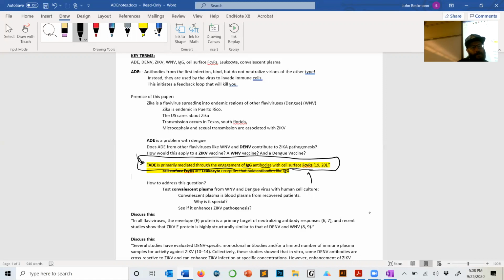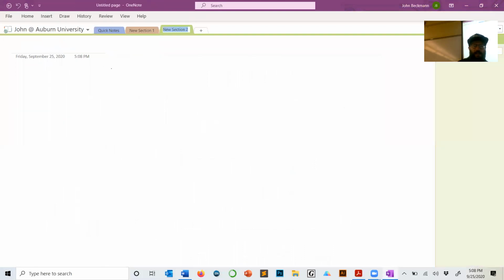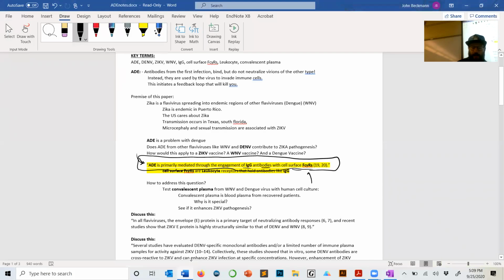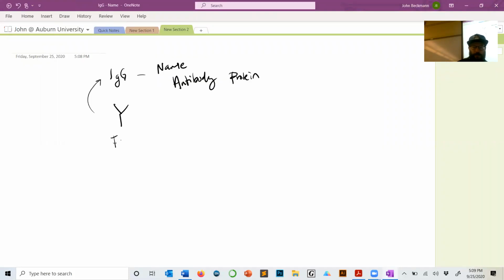So the mechanism of the IgG bond with the surface receptor is... what is IgG? It's your antibody protein. Okay, so let's first define what is in this sentence. There's a key word, IgG. That's the name of a big antibody protein. When I draw this Y, it could be the IgG protein. So they're saying antibody-dependent enhancement is primarily mediated through the engagement of IgG antibodies with cell surface receptors, Fc gamma Rs, whatever, you don't need another name.